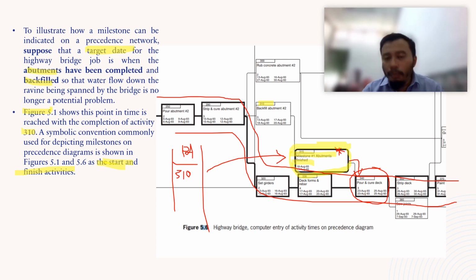So that will be all on milestone, and also on the network diagram.